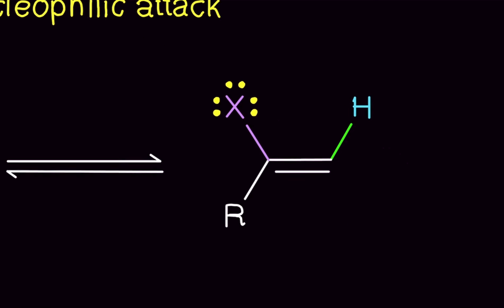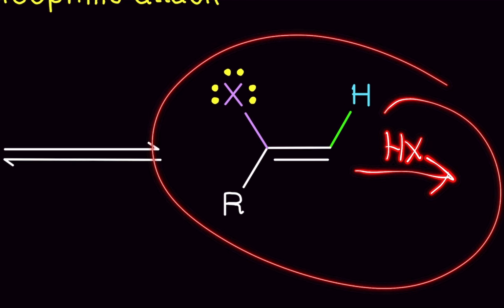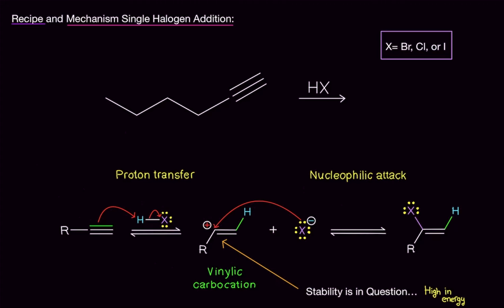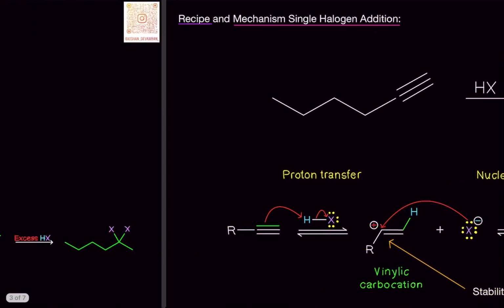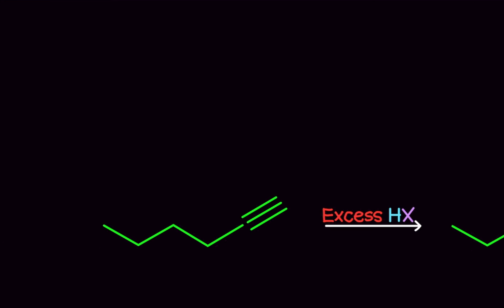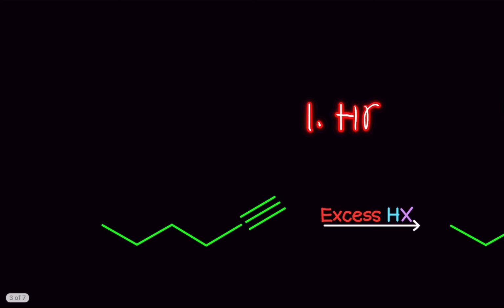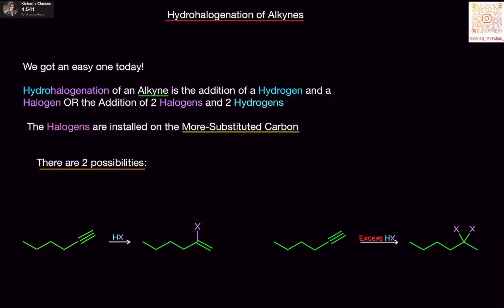So if you just do HX, the mechanism right here is exactly the hydrohalogenation of alkenes. We're just shortening it by saying excess HX. It's the same thing. Instead of just saying one equivalent of HBr and then 2 HBr, we're just saying excess. It's a shortcut. That's why.